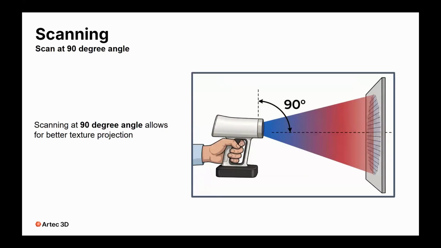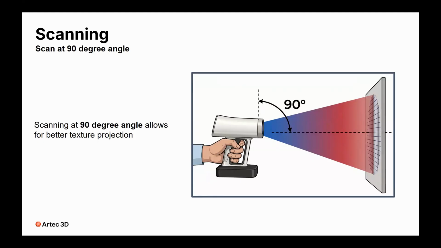The next really important technique during scanning is scanning at a 90-degree angle to the surface. This allows for better texture projection. This doesn't mean that every frame that you scan should be at a 90-degree angle. This is actually not possible unless we are scanning a painting or something like that. So it's totally fine if some of the frames are at an acute angle to the surface, but we need to have enough frames scanned at a 90-degree angle as well.